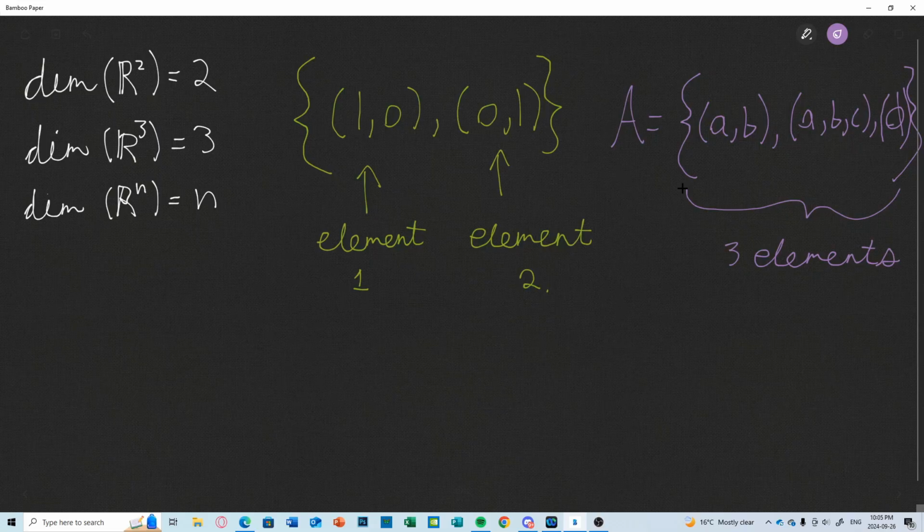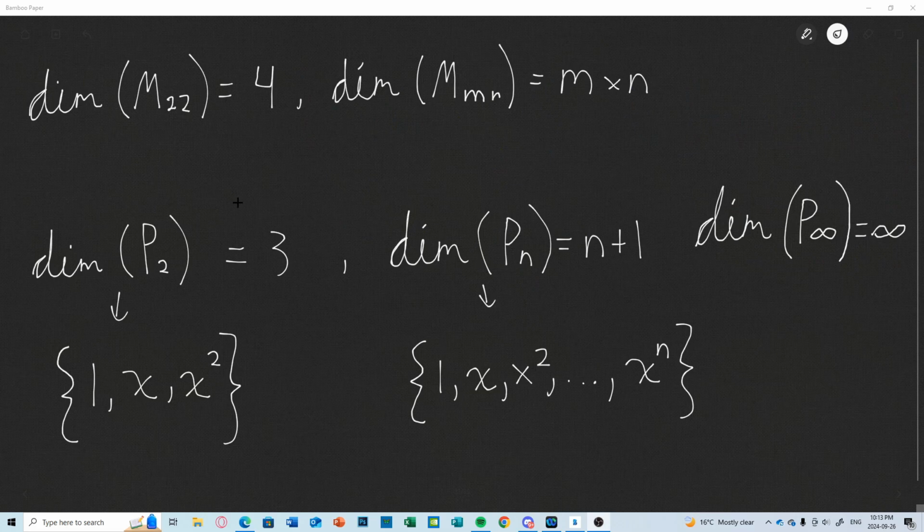And also, it doesn't matter how many things are in each element. That does not affect what we classify as an element. As you can see over here, we have a, b, c, and nothing. But these all still count as an element, meaning that this has 3 elements, meaning that our dimension would be 3.